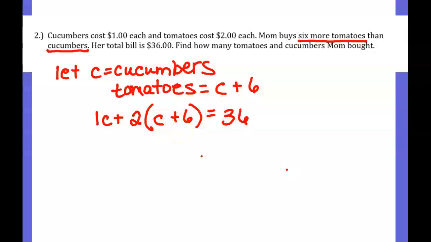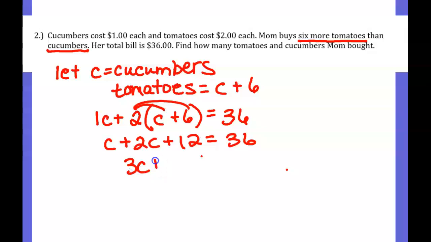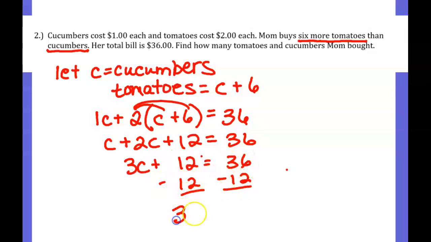Now when we distribute, we get C plus 2C plus 12 is equal to 36. We combine our like terms: 3C plus 12 is equal to 36. Then when I subtract 12 from both sides, I get 3C is equal to 24. When I divide by 3, C is equal to 8.